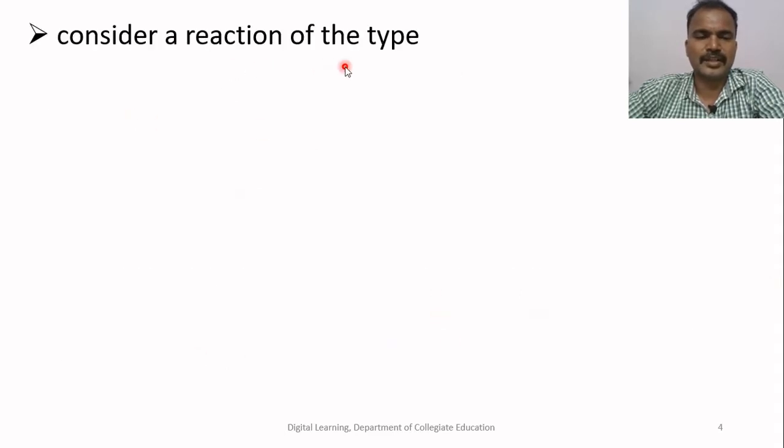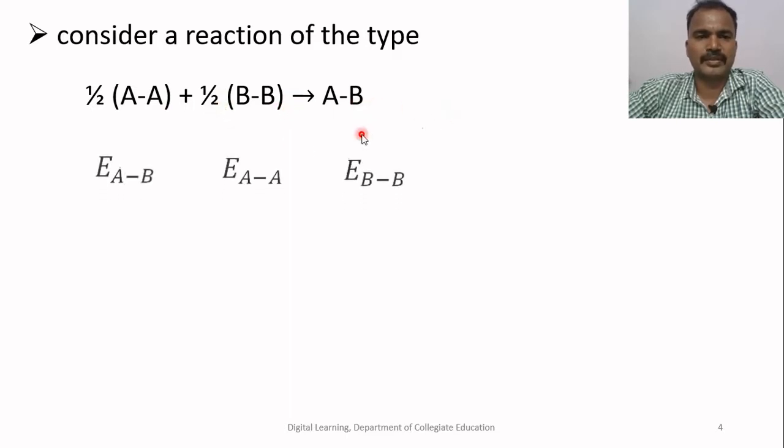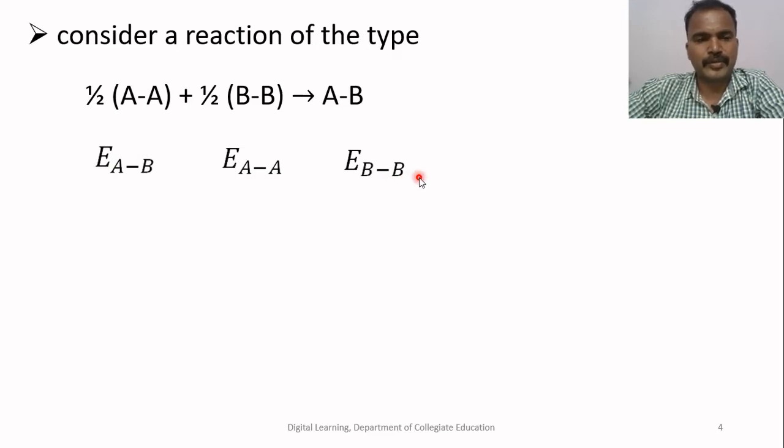Let me consider a reaction of this type: half a mole of AA is made to react with half a mole of BB to give 1 mole of AB. Let EAB, EAA and EBB be the bond dissociation energies of AB, AA and BB respectively. It may be seen that the bond dissociation energy of AB is higher than the geometrical mean of the bond dissociation energies of AA and BB, which can be mathematically represented like this.